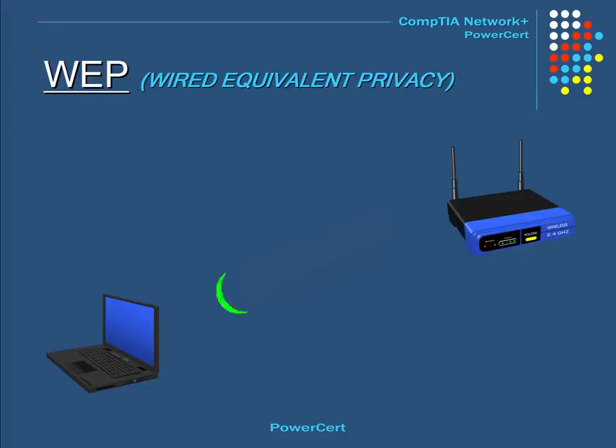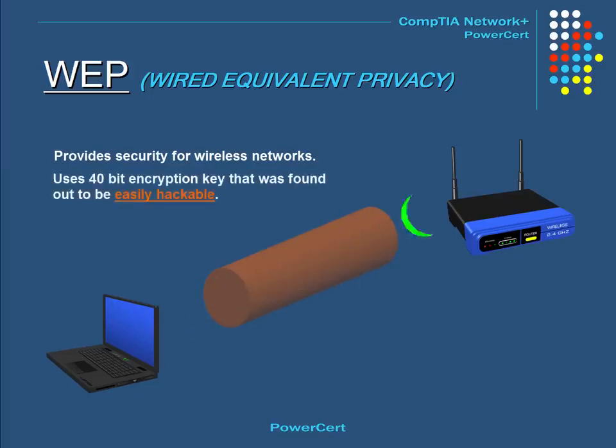Wired Equivalent Privacy is one of the security protocols that are used for wireless networks. And as its name implies, it's meant to supply the same security to wireless networks as it did for wired networks. But this turned out not to be the case. After time, it was found out that the 40-bit encryption key that WEP used was not secure and it was easily hackable. So a better security protocol was needed for wireless.